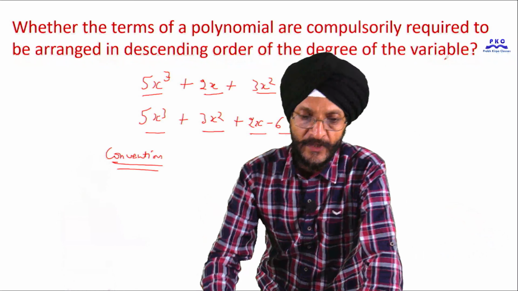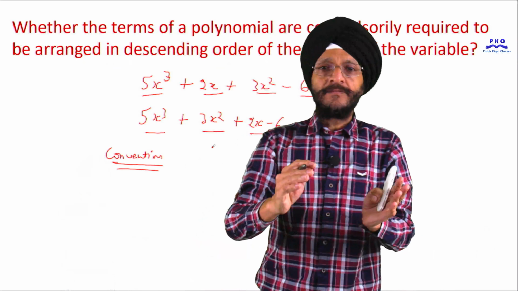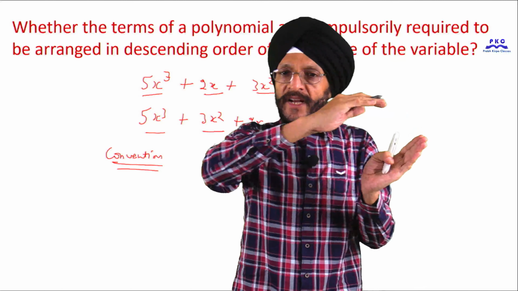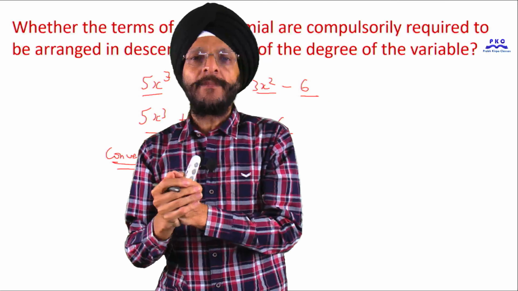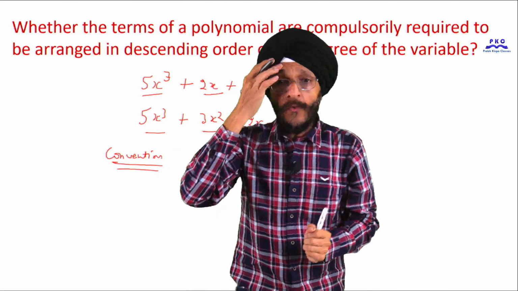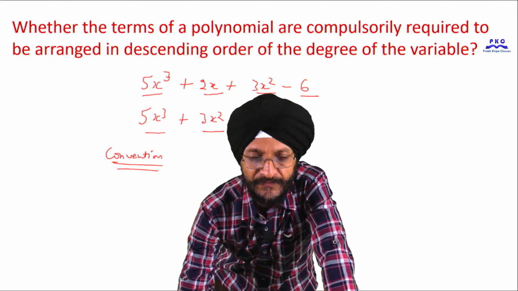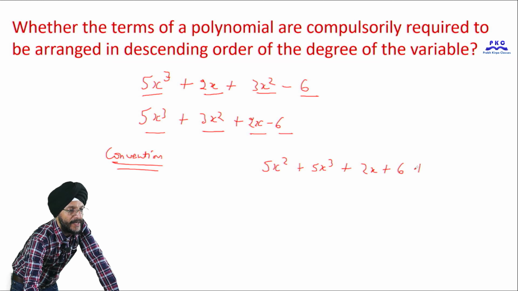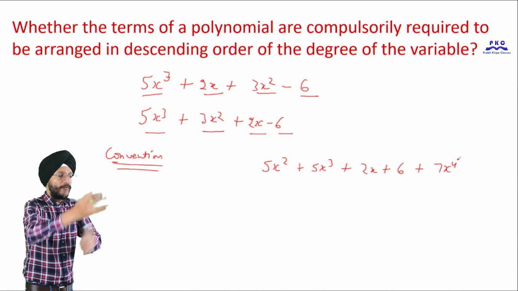Why is it done so? So that we can easily identify the highest power and the lowest power of the variable, and we can also do work with the polynomials. What type of work is required to be done? Suppose we are asked to do some multiplication, or some addition or subtraction of two polynomials.